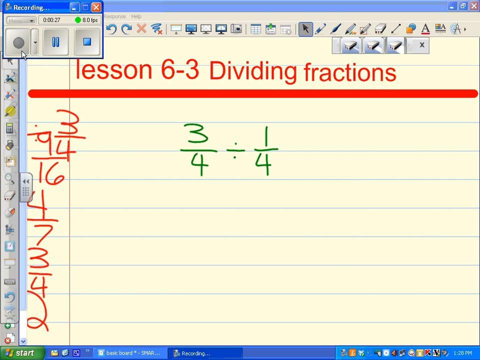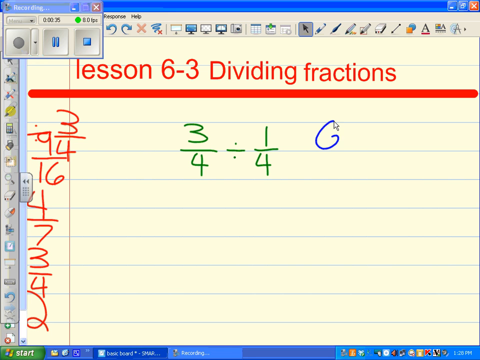And the reason that happens is because what are we really doing in division? We are asking, if I was to do 6 divided by 2, how many 2's fit into 6? How many of this number can I fit into this? And what we're asking in this problem is how many quarters can I fit into 3/4?